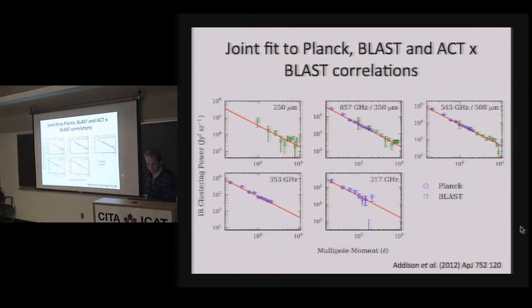So equipped with this knowledge that the dusty galaxies that we care about as a nuisance are, to a large extent, those same galaxies that really dominate these higher frequencies, my idea was, well, let's get a handle on this clustering by doing a joint fit across a range of frequencies. So I took early data from Planck. Planck, with its many frequencies, is able to really isolate this dusty galaxy component very nicely. And data from BLAST and also the BLAST correlation analysis. And this is what I found.